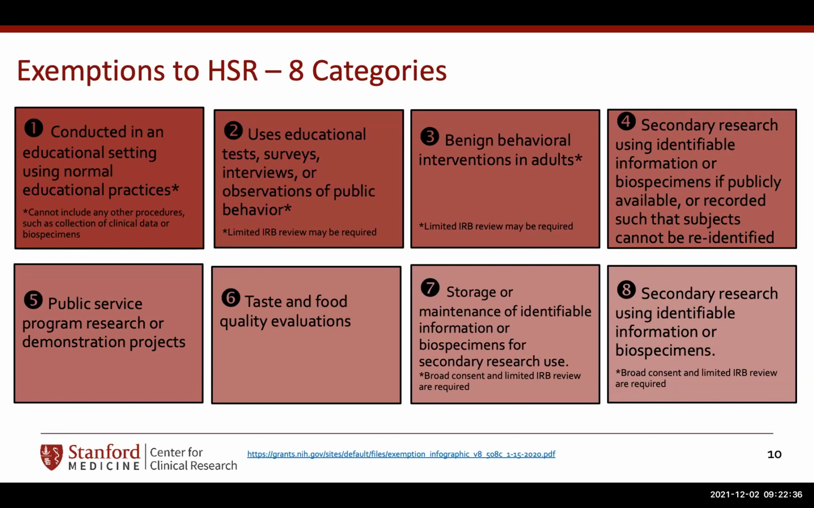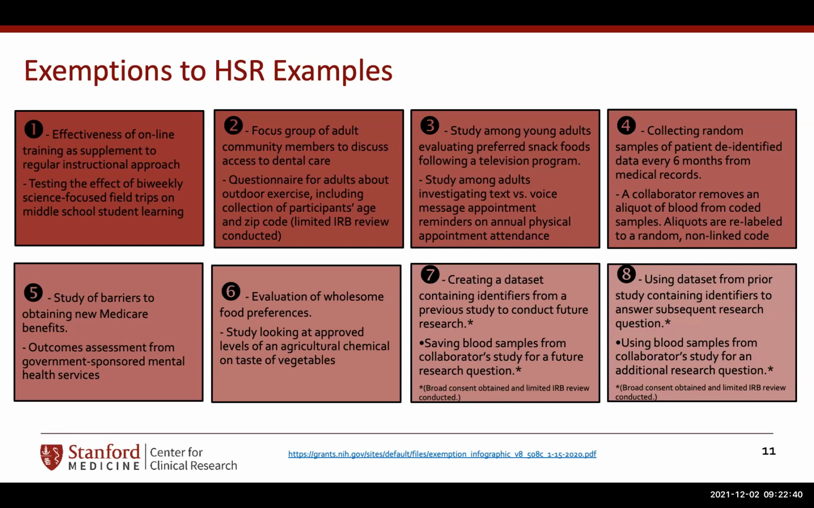Storage or maintenance of identifiable information, sorry. So the researcher has created a data set containing identifiers from a previous study to conduct future research. Again, like I mentioned, this would need to be in the consent, and you would need to go through a limited IRB review, or if you're saving blood samples from a collaborative study for a future research question. So that was my example related to the biobank for biospecimens related to COVID.